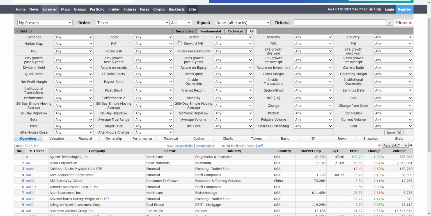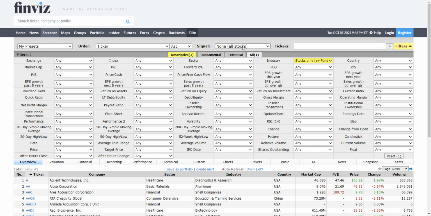The first thing we're going to be using, I will click on Stocks, as I only want to see breakout stocks. So I don't see any other things right there. The next thing we're going to be using is the 200-day, the 50-day, and the 20-day simple moving average.